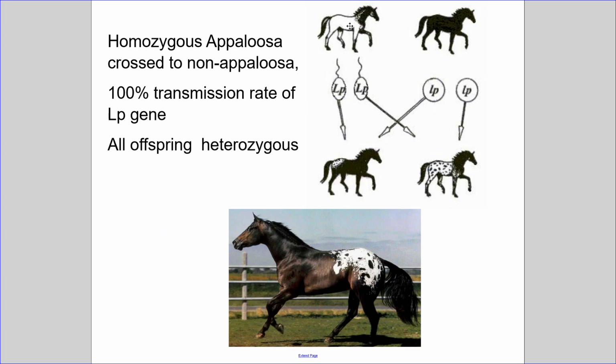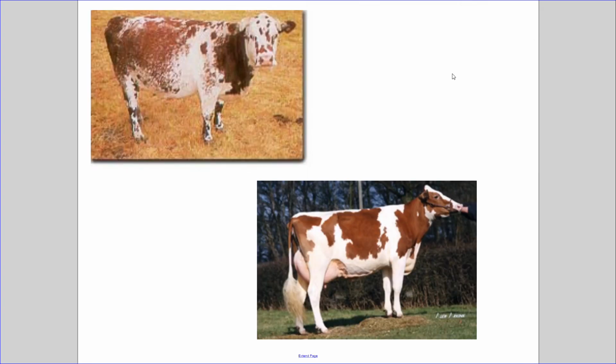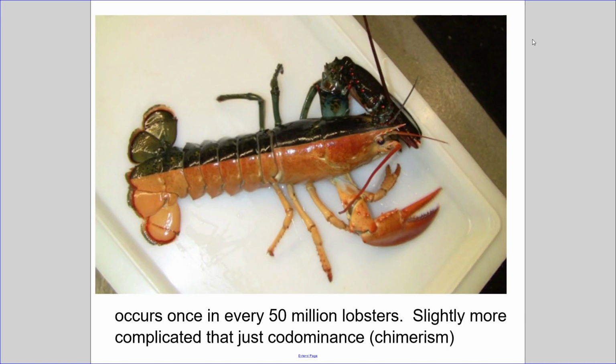So here you have a dark horse with an Appaloosa horse, and then the offspring will be a blend. It'll be a co-dominant version of those horses. So there's spotting that's going on right there. Here's a chocolate milk cow, does the same thing.